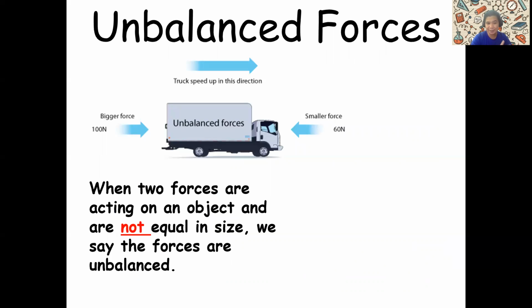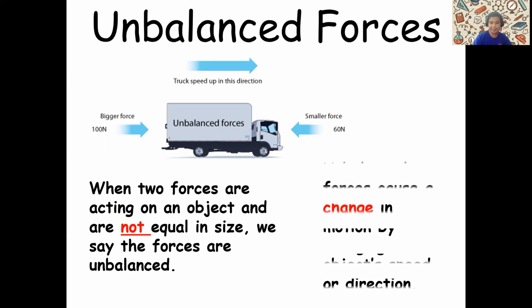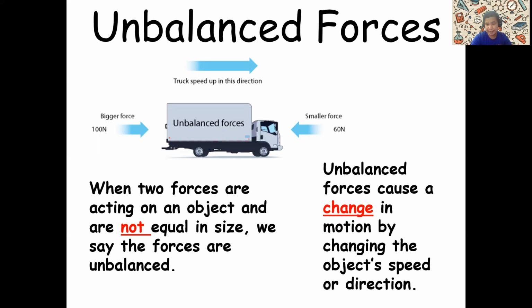Now let's look at unbalanced forces. When two forces are acting on an object and are not equal in size, we say the forces are unbalanced. Like, for example, the truck again. The truck will move to the right because the force on the right is stronger than the force on the left. The force on the right is about 100 newtons, while the left is about 60 newtons. That's why it's going farther to the right. Unbalanced forces cause a change in motion by changing the object's speed or direction.